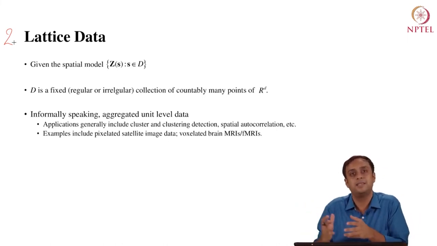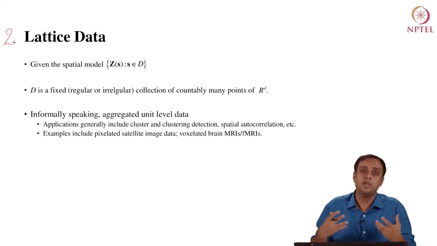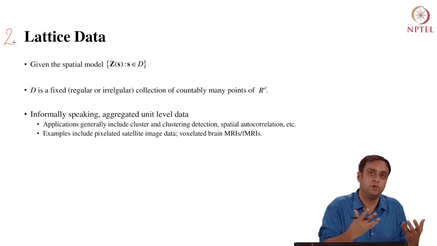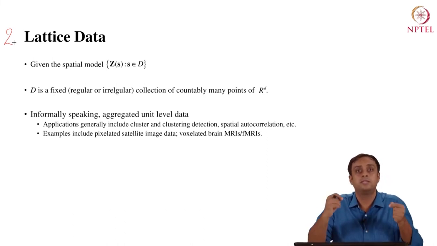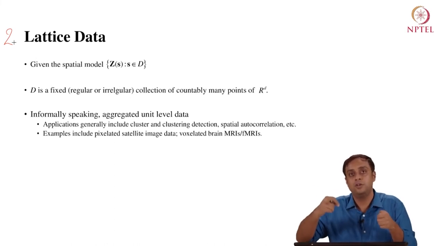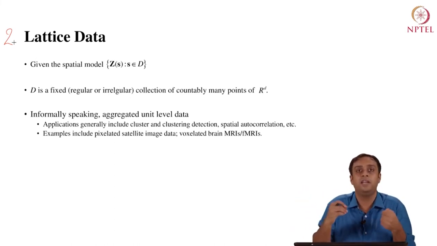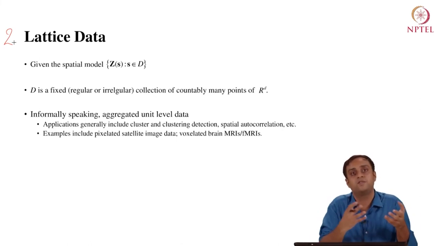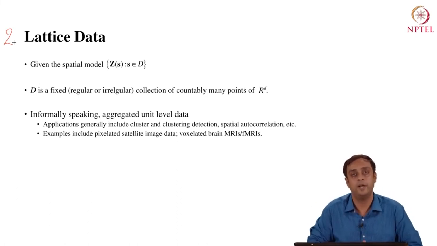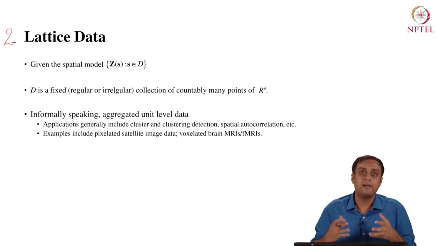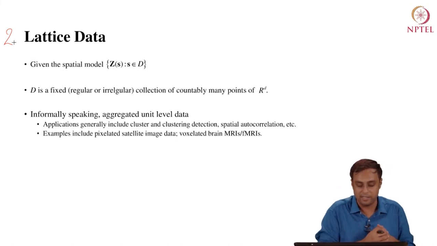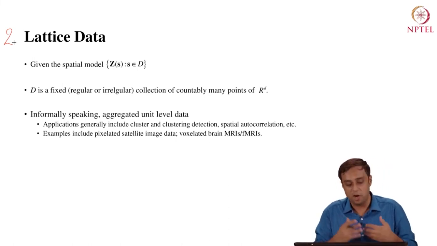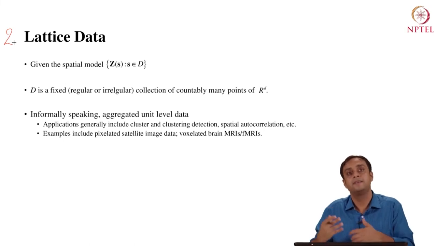A very good example of this is states in India, right? If I'm observing GDP levels for different states in India, I can only move through the centers of mass of different states in India, right? I cannot really tell you what's happening within each state if I only have observation at the level of state GDP for India in 2021, right? So if you have such administrative boundaries, country boundaries, district boundaries, taluk boundaries, and so on, some kind of aggregated unit level data, that is known as lattice data.